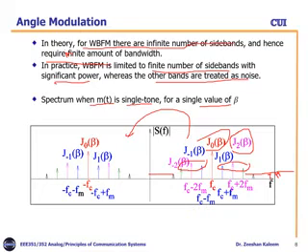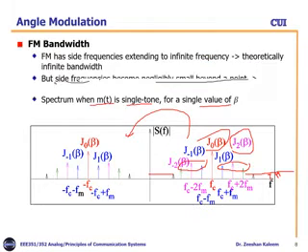So what we conclude from here is that in reality the wideband FM has an infinite number of sidebands, but in practice we just limit to a finite number of sidebands with significant power. Now the question arises, what will be their bandwidth? So let's discuss how to calculate the bandwidth of a wideband FM.